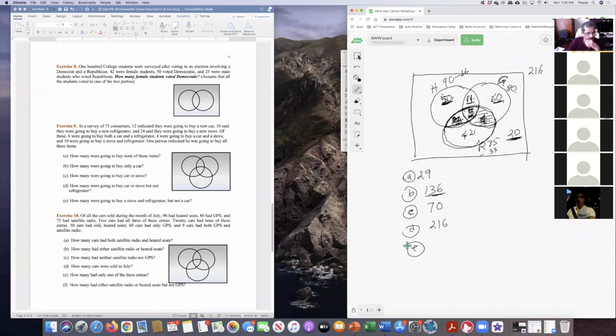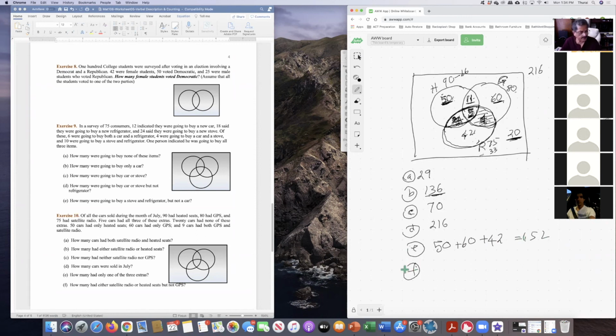How many had only one of the 3 extras? Which numbers should I add up? 50, 60, and 42. Those cars had only one of the 3 things. So that's 102, 152.